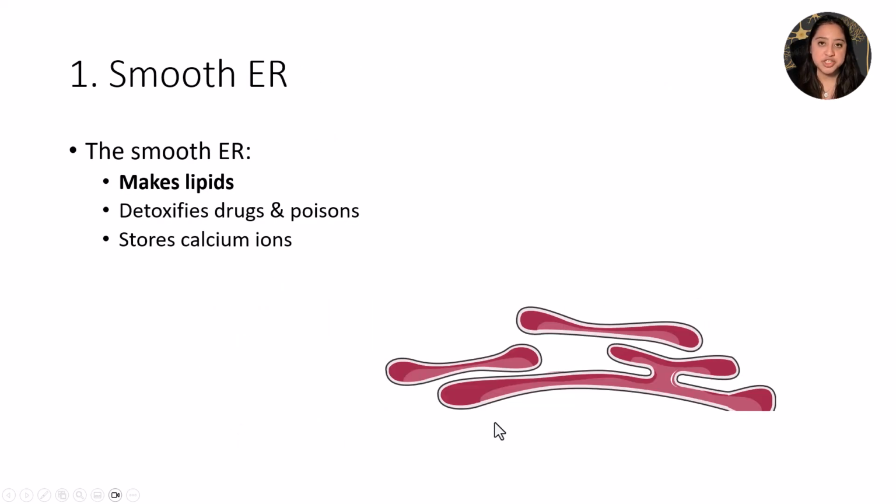And so to talk about what each part does, the smooth ER makes lipids. It also detoxifies drugs and poisons and stores calcium ions. So again, some cells in your body are going to be specialized to do certain things. And so some cells might have more smooth ER. For example, cells in the liver that are intended to help detoxify stuff, or cells that are involved with bones because they store calcium ions. So yeah, the smooth ER does some of its own stuff.